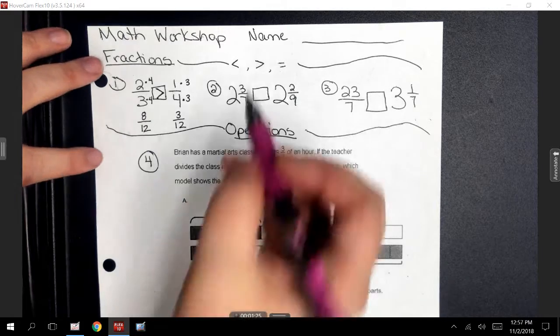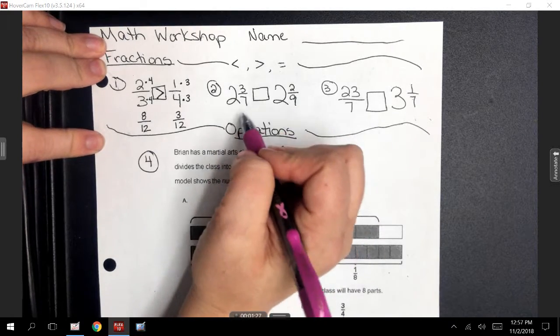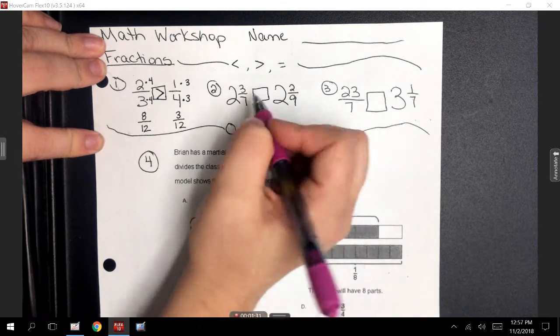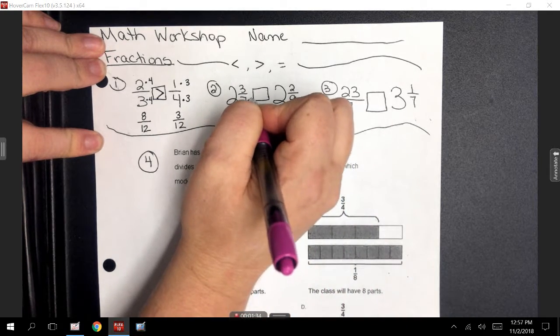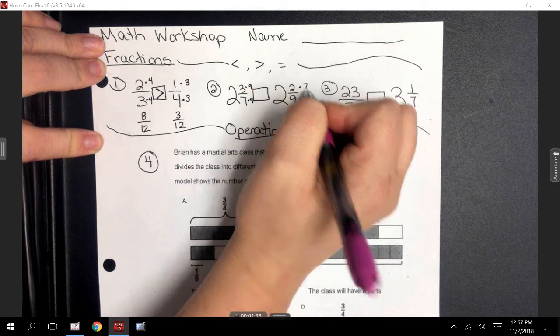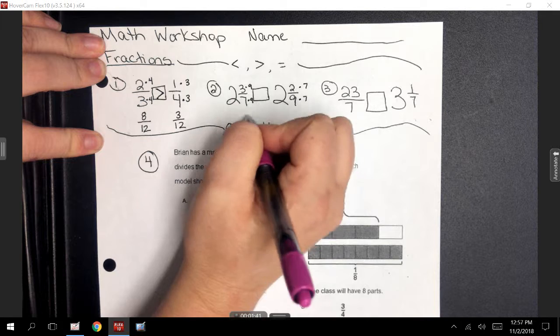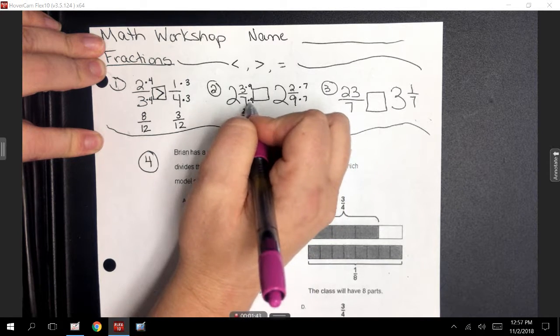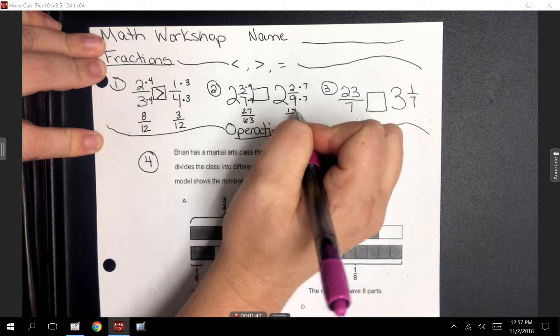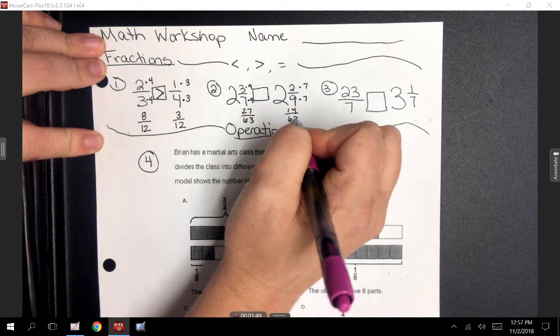Number 2. So if you notice, they both have the same whole number, so that doesn't help me. We're going to have to find a common denominator here as well. Again, for 7 and 9, we can just take the 9, multiply top and bottom. Take the 7, multiply top and bottom. So now I'm going to have 3 times 9 is 27, over 7 times 9, 63. 2 times 7, 14, over 9 times 7, which is 63.